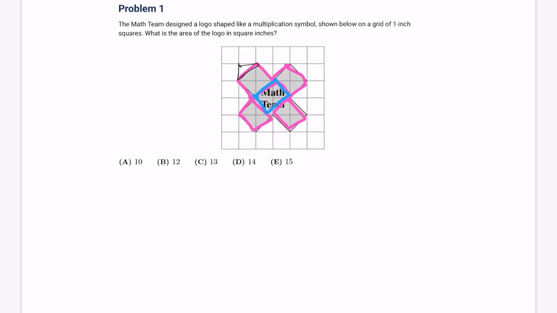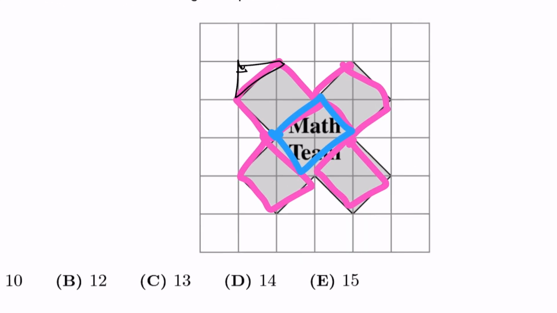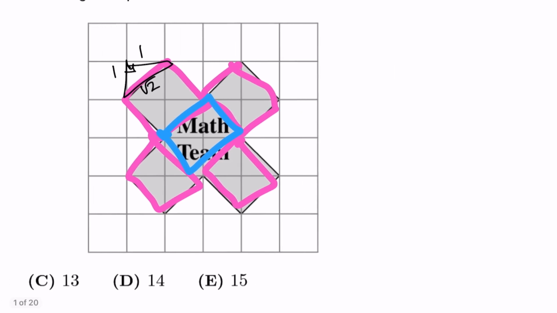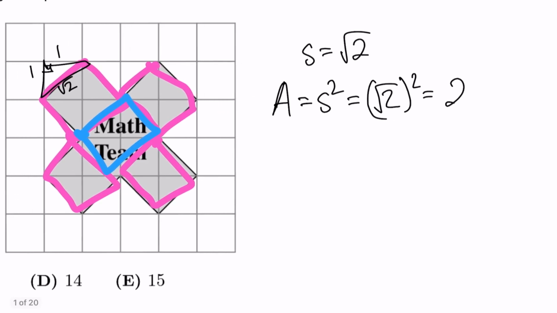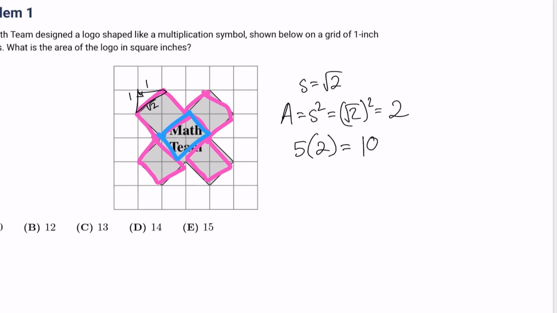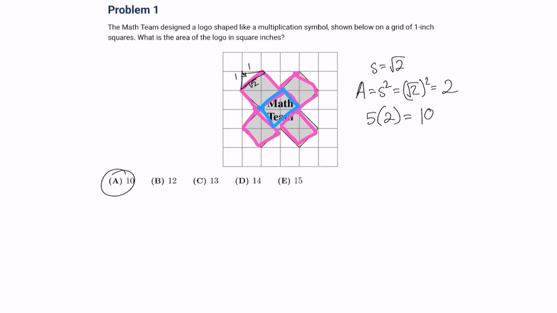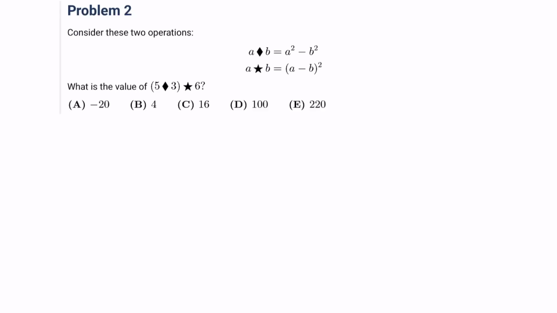Using that this is a 45, 45, 90 triangle, we know that these side lengths are 1, therefore the hypotenuse is root 2, which means that the side length of the squares is root 2. Since the area of a square is equal to the side length squared, the area of each square is 2, and there are 5 of these squares. So the total area of the multiplication sign is 10. Answer choice A.